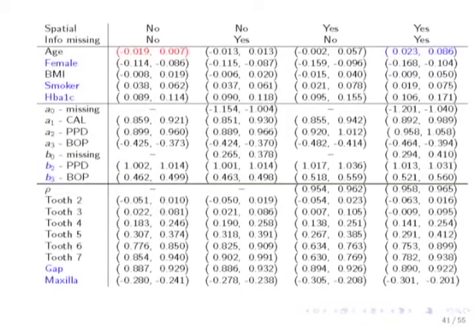These are what you get for B2s and B3, positive. What it means is that when CL is increasing, pocket depth is increasing as well as BOP. The estimate of rho, the spatial association parameter, is lying between 0.95 and 0.96. This is for this model. Now tooth 1 was considered to be the baseline, so I'm presenting tooth 2 to 7.